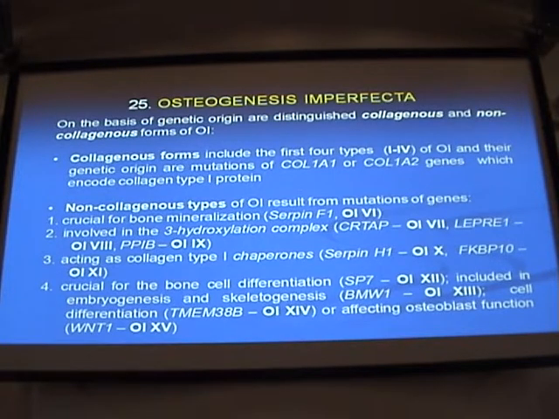Crucial for bone cell differentiation, in OI 12 is called SP7, involved in embryogenesis and skeletogenesis. There is known for OI 13 the gene BMP1, and for cell differentiation, in OI 14, TMEM38B, or affecting osteoblast function.